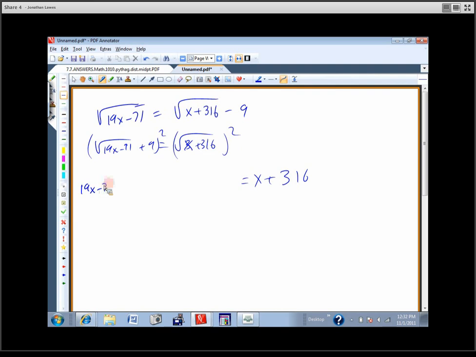And this side over here, we get a perfect square of that, so that's going to be 19x minus 71. We get a perfect square of that, so that's going to be plus 81. And then we multiply these two together and double it. So if I have 9 of those and I double it, that's going to be 18 square root 19x minus 71. Everybody good there?